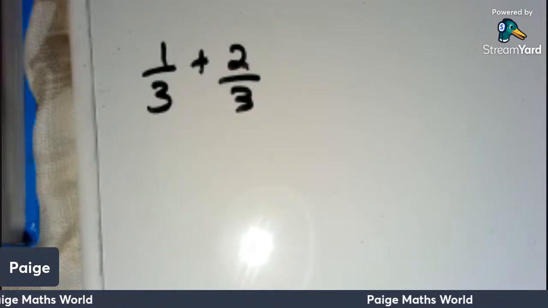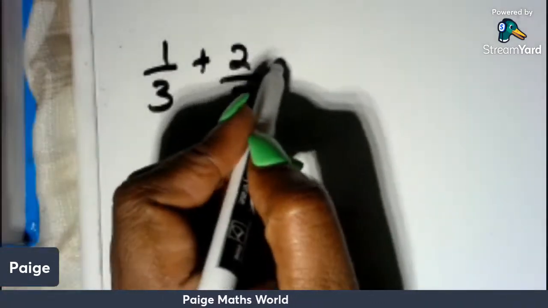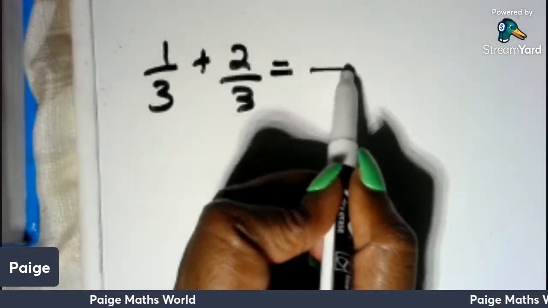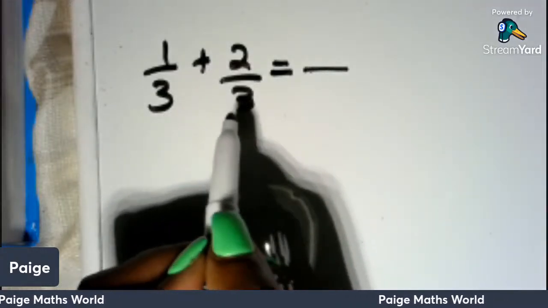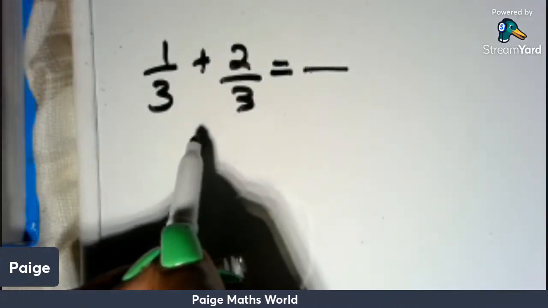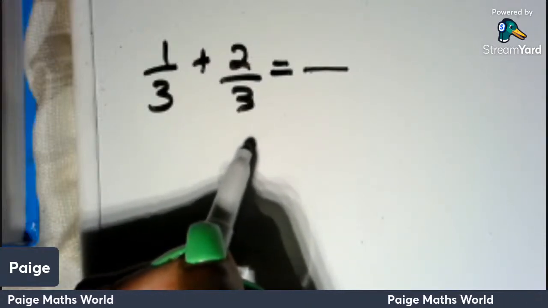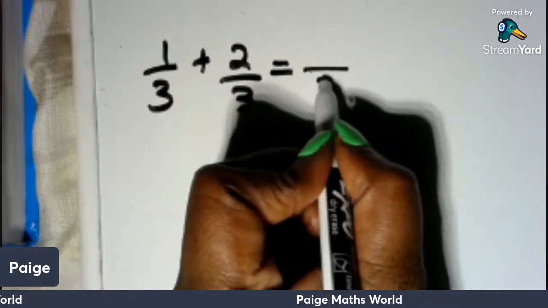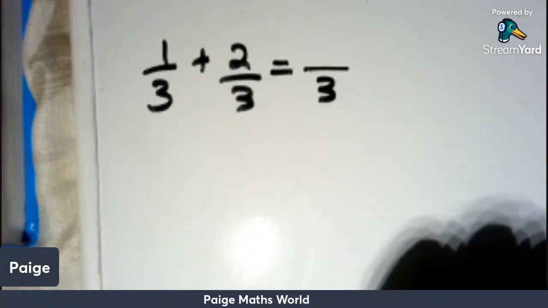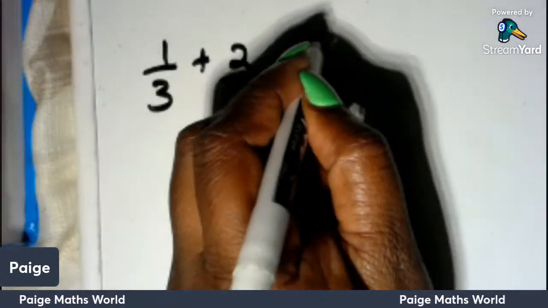All right, so if you have the same denominator, you can go ahead and just add the numerators, and we're going to put it back over the same denominator. Once the denominators are the same, we just put it back, and then we're just going to add the numerators. So 1 plus 2 gives us 3.